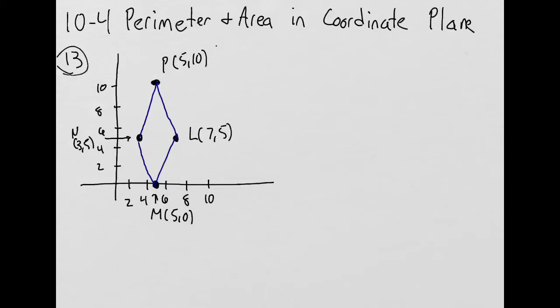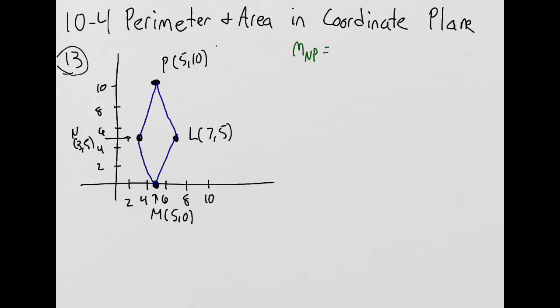Okay, now we need to classify. Remember classifying, this is a quadrilateral, right? So with quadrilaterals, you're going to need to find slopes, and you're going to need to find distances. Now this one's going to be fairly straightforward because it's nice and symmetric. So for example, let's say I want to find the slope of NP. So starting off, let's find the slope of this side right here.